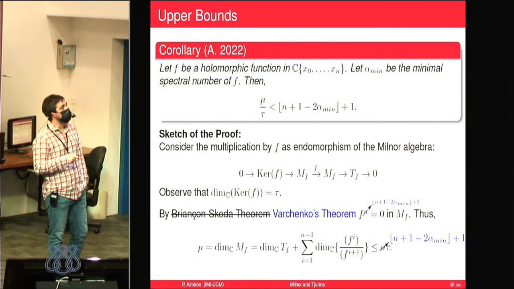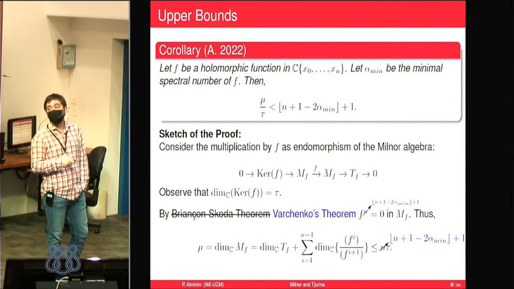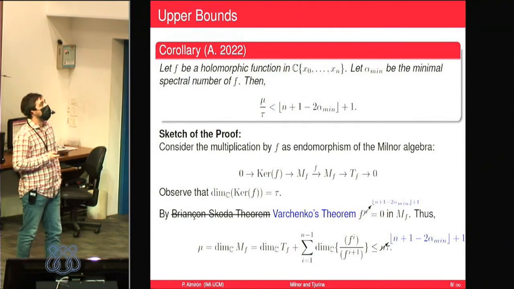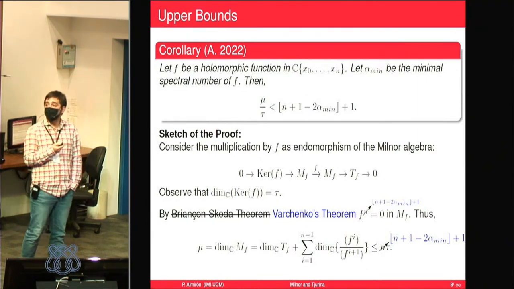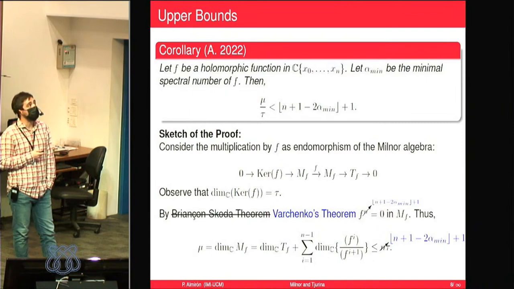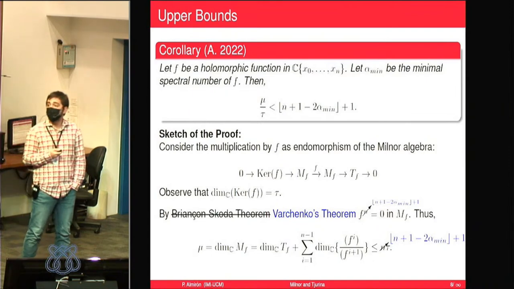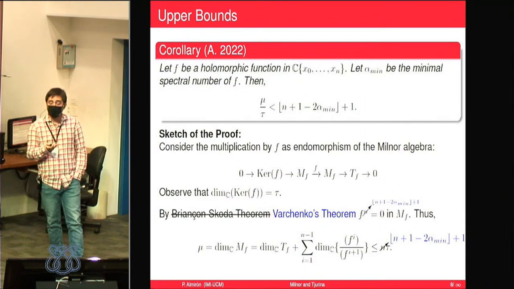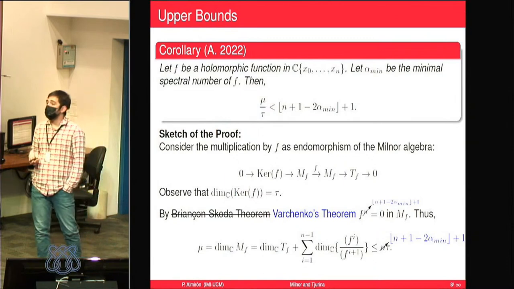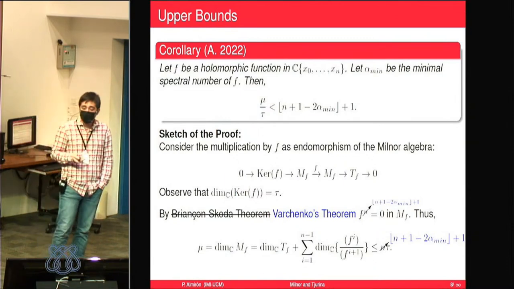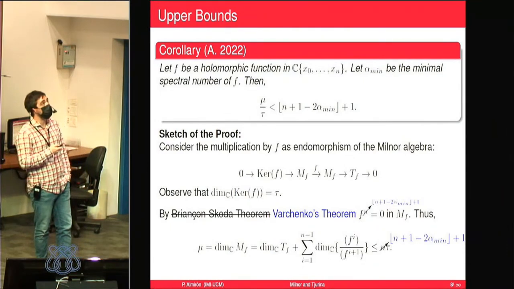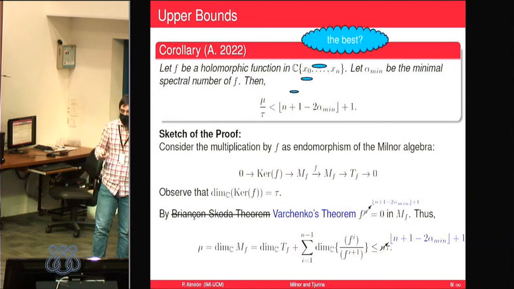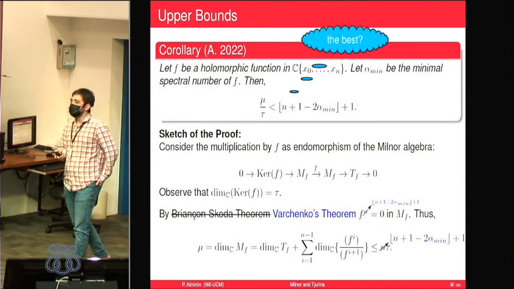And instead of applying the Briançon-Skoda theorem, we are going to apply Varchenko's theorem. If you apply Varchenko's theorem, then you are going to have for sure a better upper bound. And this is just because you have here a rational number, for example, then you are going to take a floor function, and then you usually have something that is better than n plus 1. And for example, the case of rational singularities is very interesting, because you are going to have a much better upper bound. So from this point of view, again, the same question: is this the best one or not?